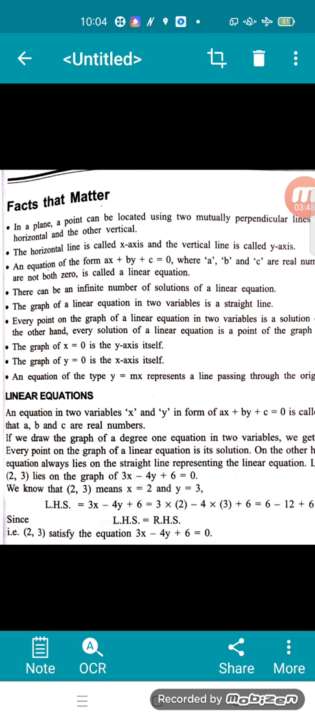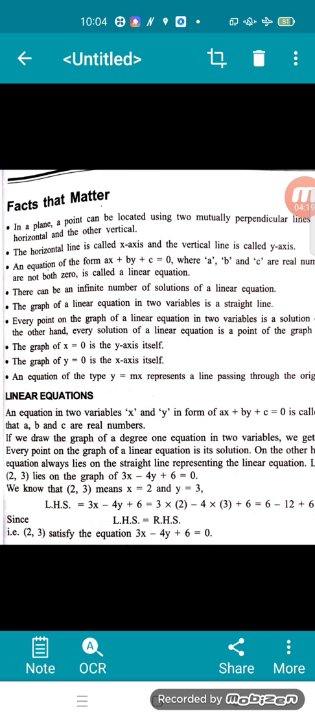Now, linear equation. An equation in two variables x and y in the form of ax plus by plus c is equal to 0 is called a linear equation, such that a, b, c are real numbers. If we draw the graph of a degree 1 equation in two variables, we get a straight line. Every point on the graph of a linear equation is its solution. On the other hand, a solution of a linear equation always lies on the straight line representing the linear equation.